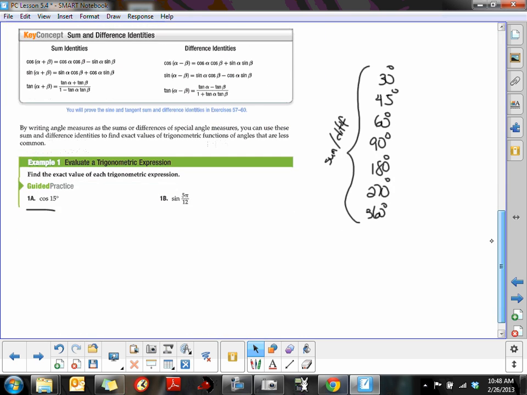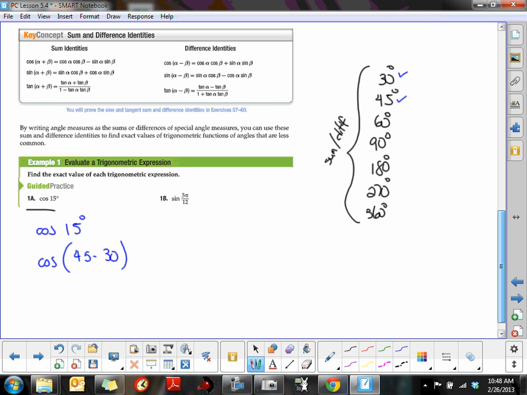So what we said we were going to do, and we did this the other day, is this is the cosine of 15. The cosine of a 15-degree angle could be thought of as the cosine of, if we use our angles of 45 and 30, and we subtract them. So 45 minus 30, that's a 15-degree angle. So now we can apply our cosine of a difference identity. That says you take the cosine of the first angle times the cosine of the second angle, and then you add to it the sine of the first angle times the sine of the second angle.